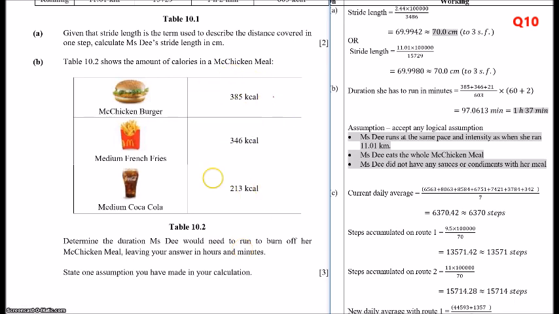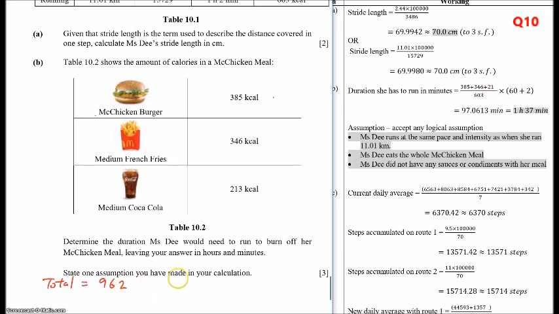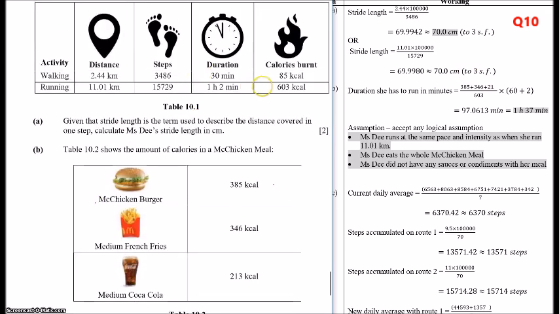So it makes sense to find the total calories. So if I add these three together, you can see that over here, you add three together, but I think there's a typo here. It should be 213. Okay, so this is the total. Then the next thing we're going to go look for is actually if they're running, how many calories is this person burning per minute? So let's say because based on this 1 hour 2 minutes, that's 62 minutes. They burn off 603 calories.